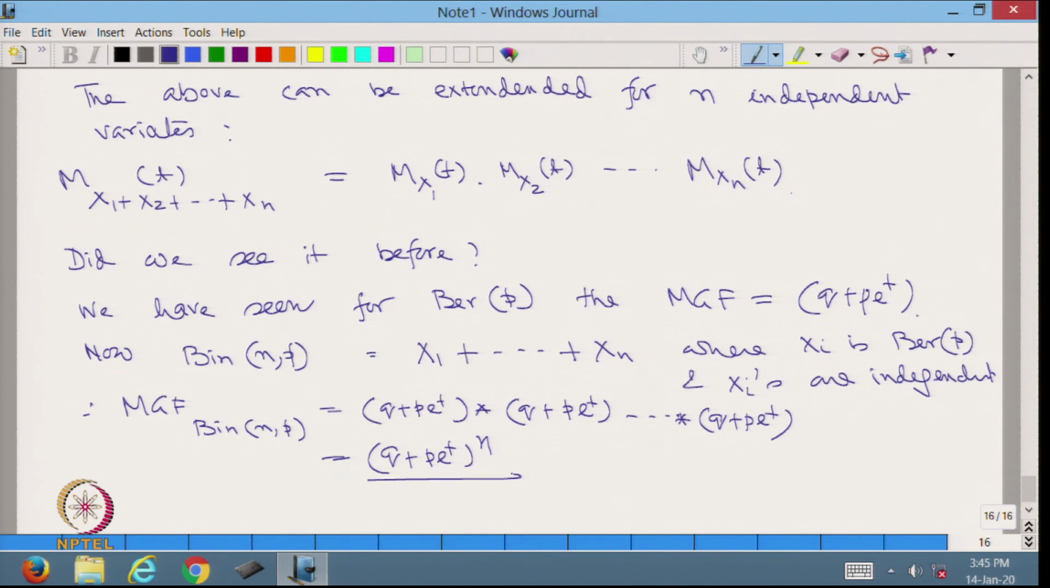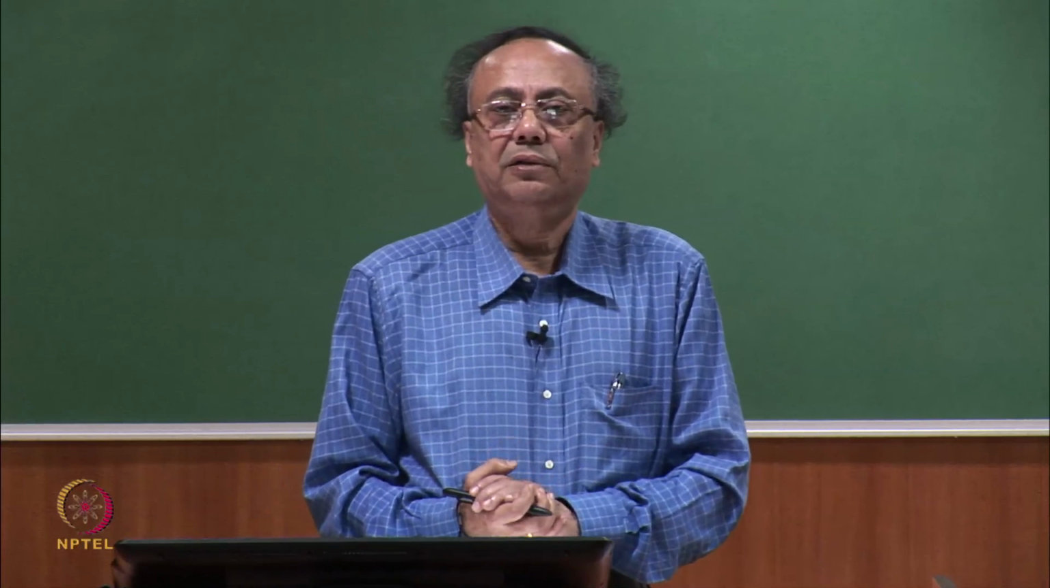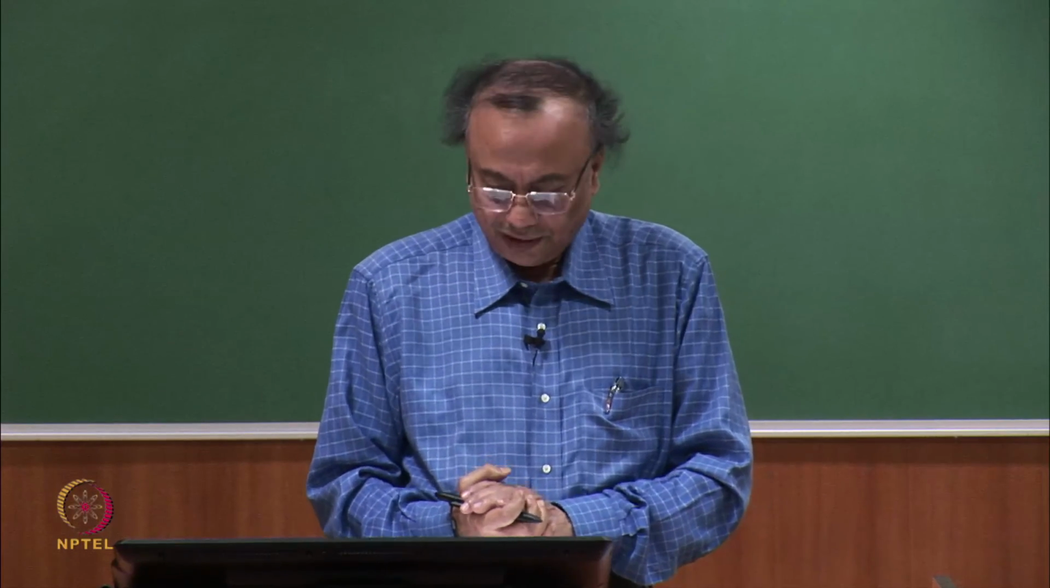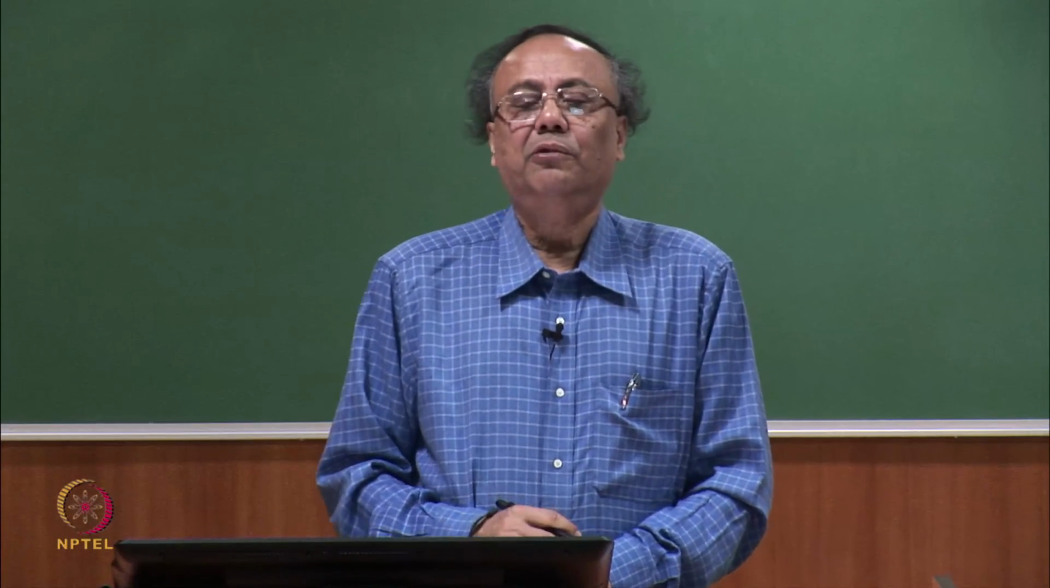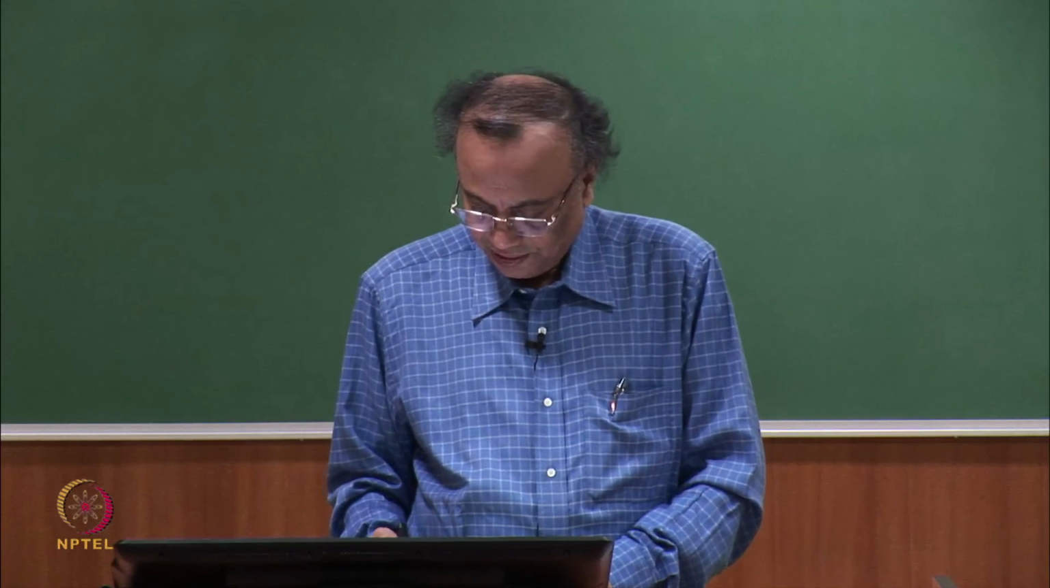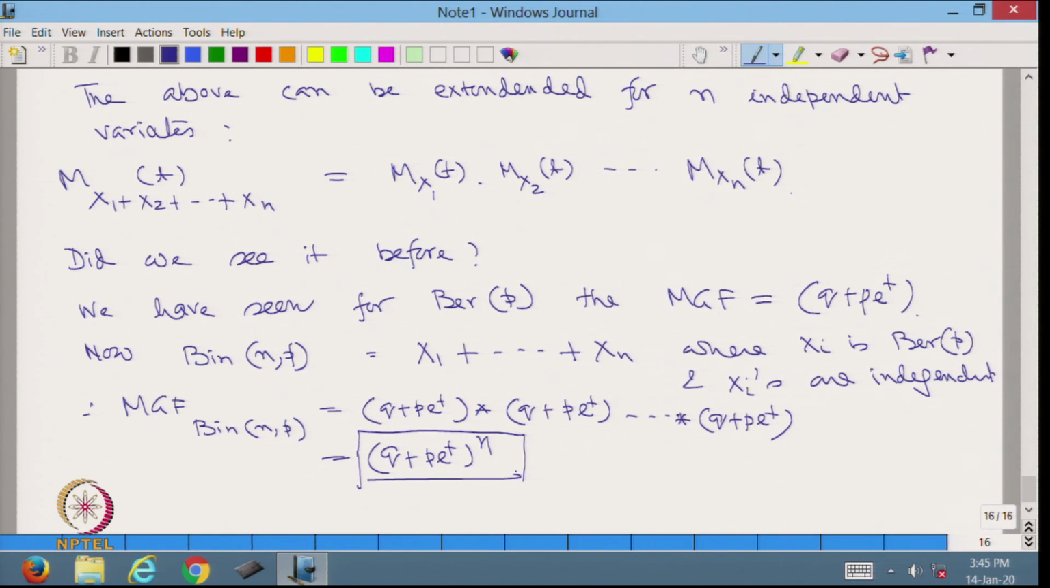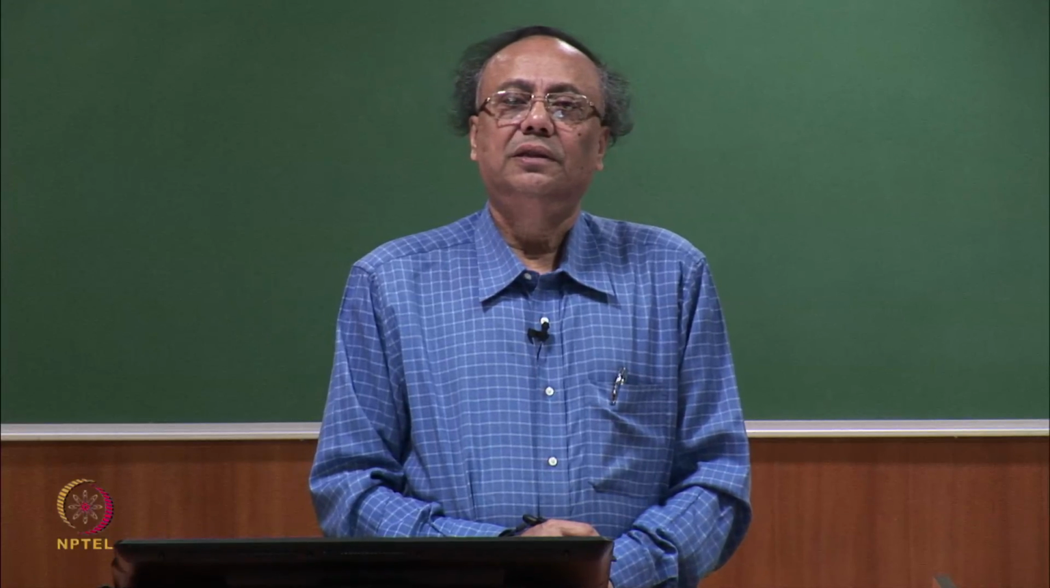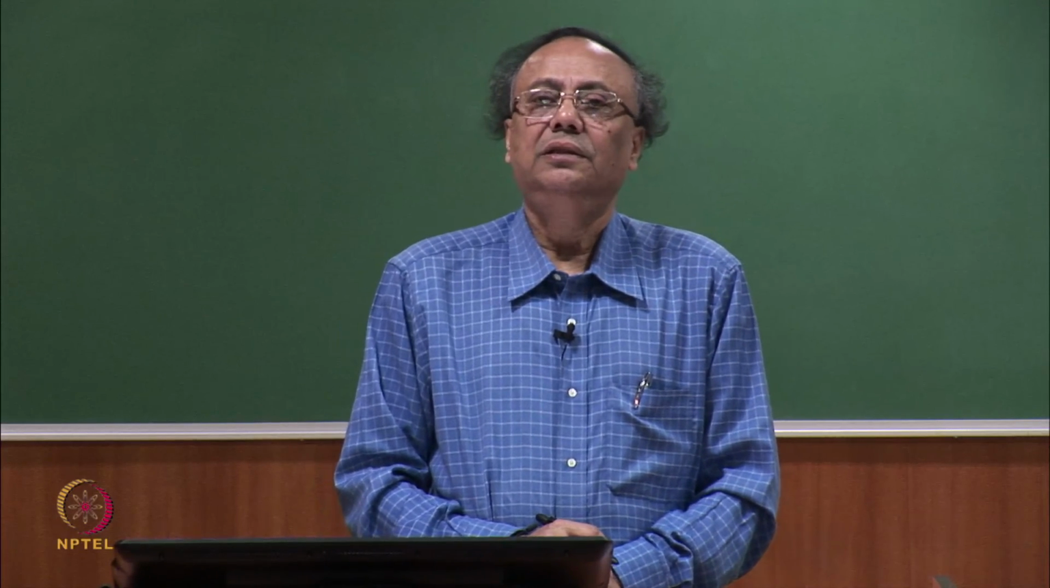And if you look at the earlier part of this lecture, you can see that we have obtained that the moment generating function of a binomial random variable is indeed (q plus p e to the power t) whole to the power n.